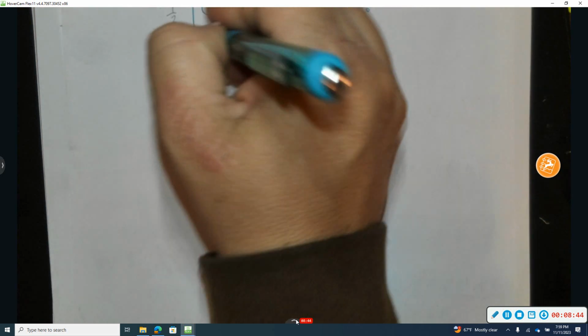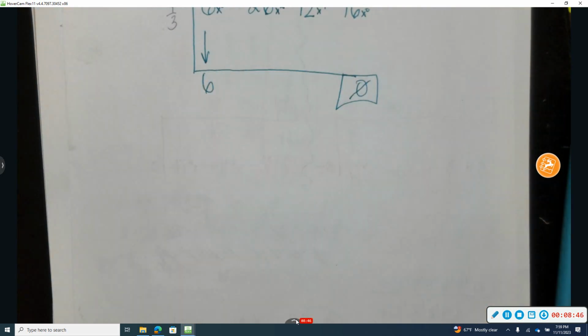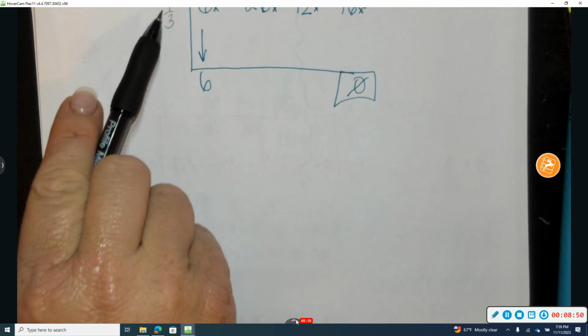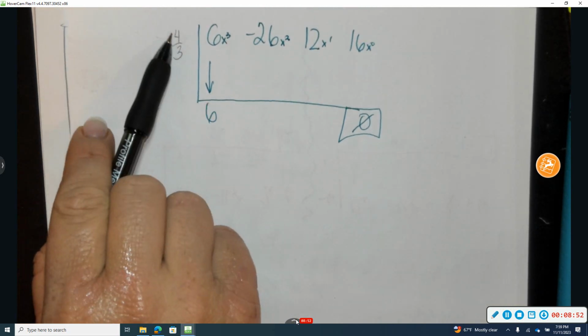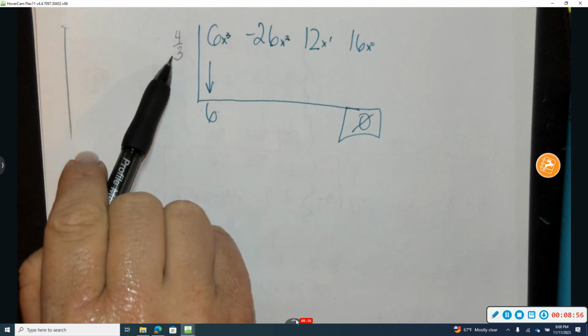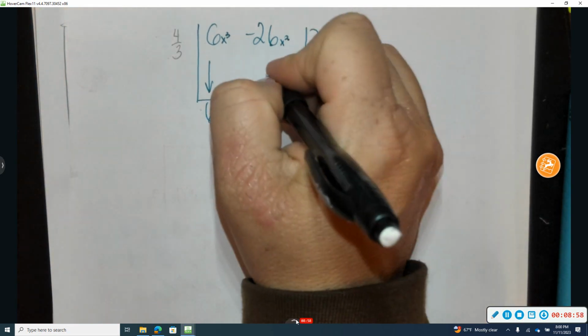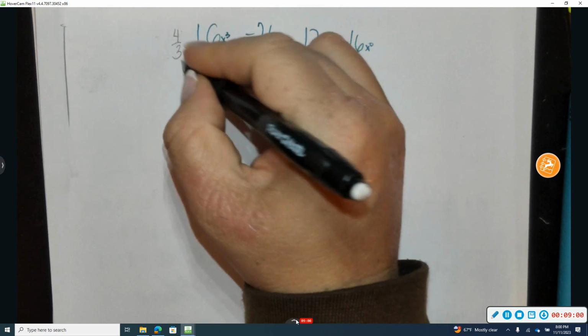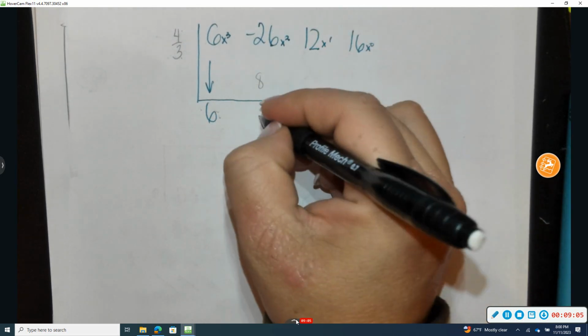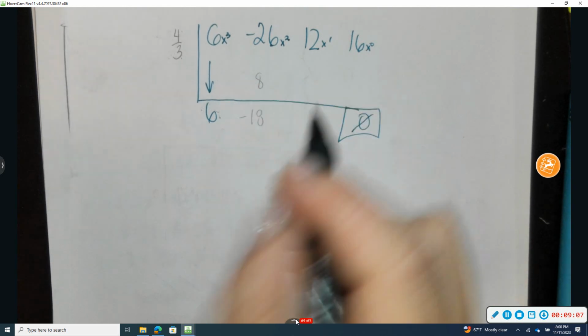Okay, so I drop down the 6. Now when I multiply again, I'm going to take the numerator, which is 4, times 6. So 4 times 6 is 24, and then divide it by the denominator. 24 divided by 3 is going to be 8. They're different signs, so I'm going to combine to get a negative 18.